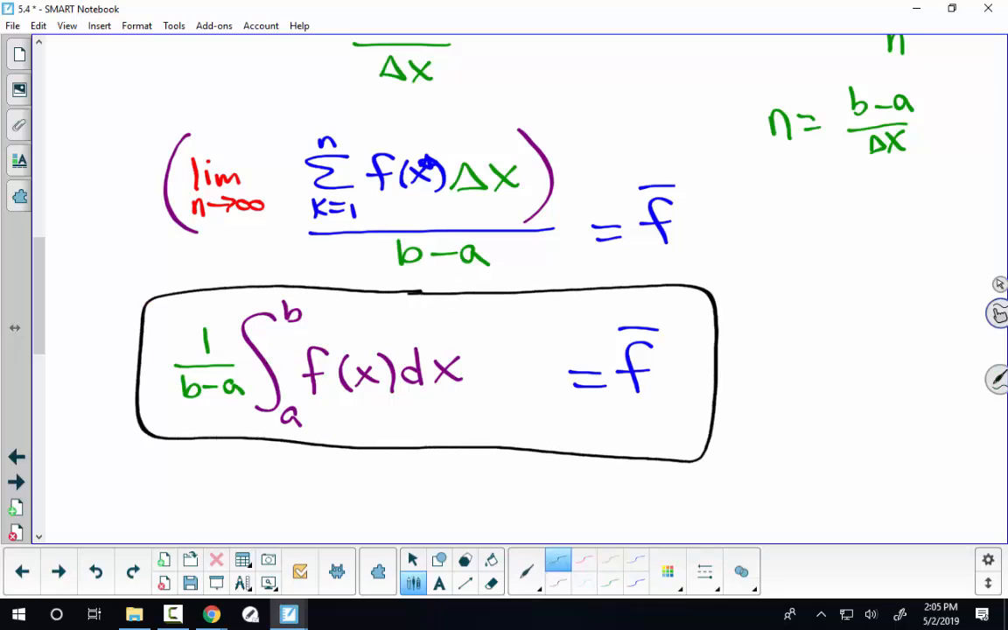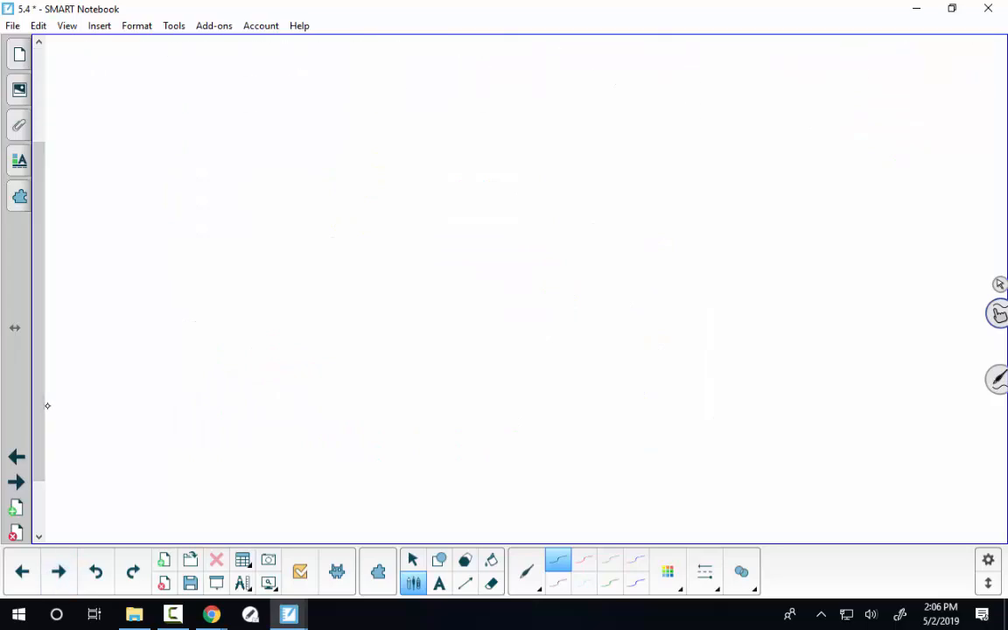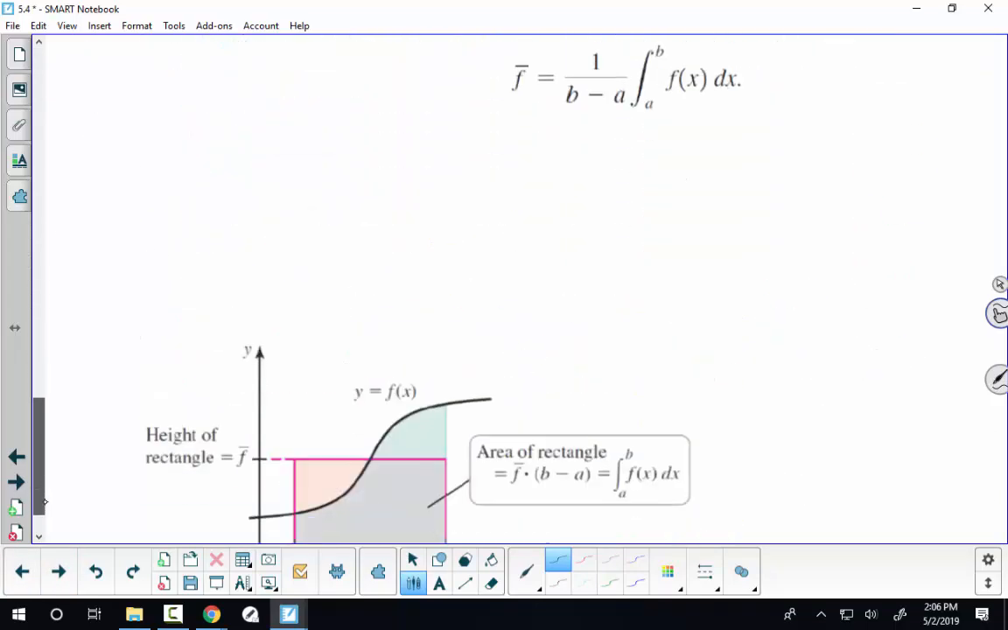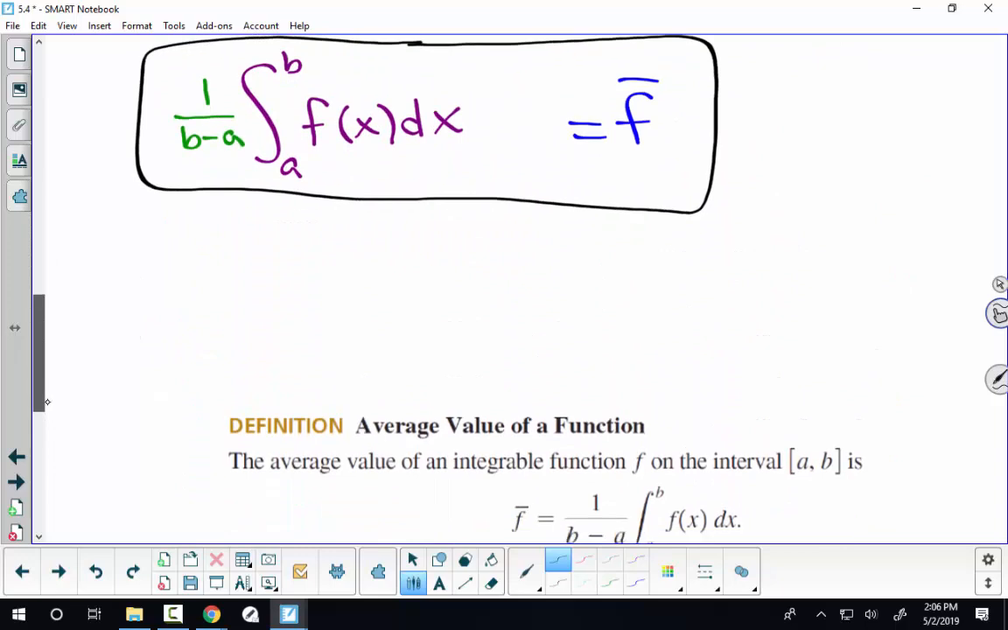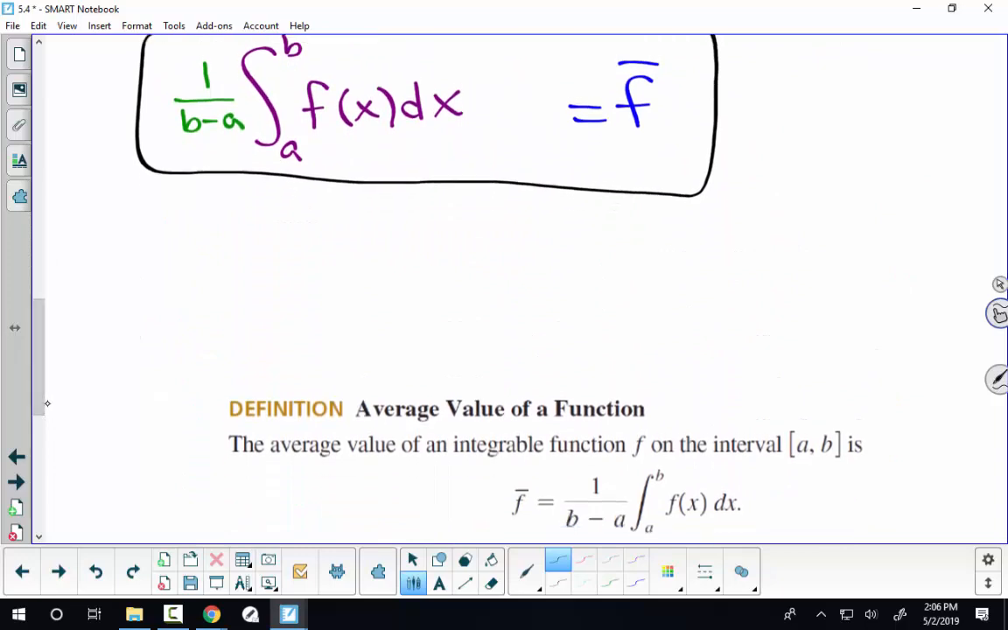So a definite integral can also give us the average value of a function. And that's what I think I have on the next page, or below. Did I put that in there? Oh yeah, there it is. So there's your formula for the average value of an integrable function on the interval a, b. This is what we came up with.